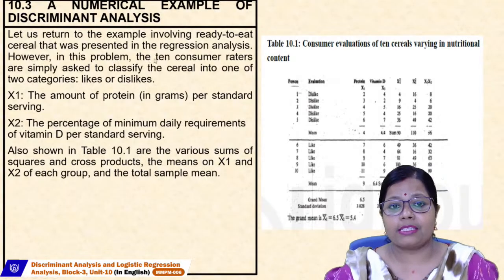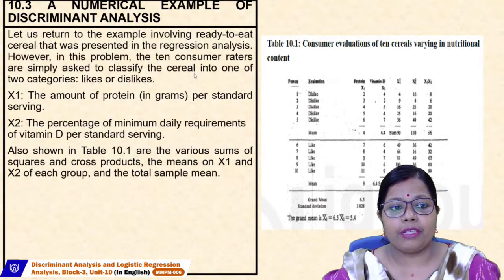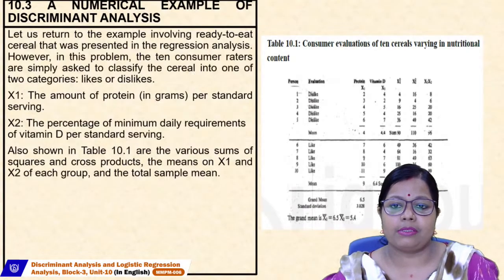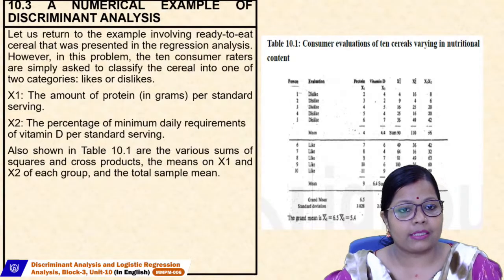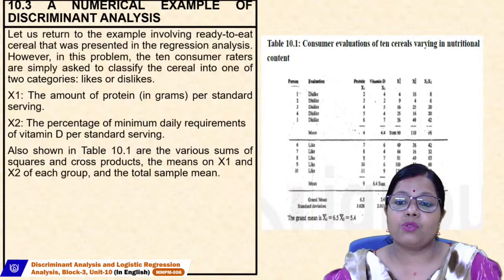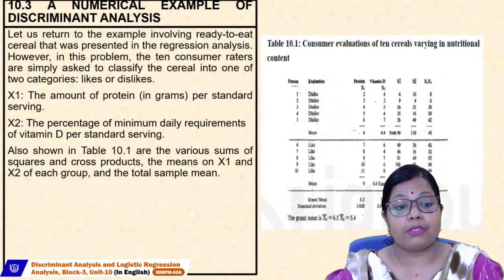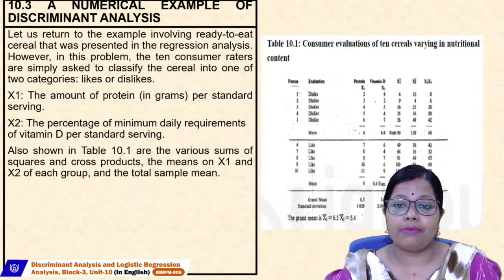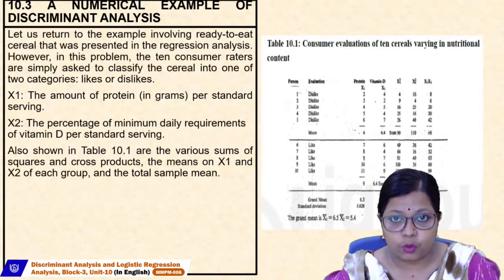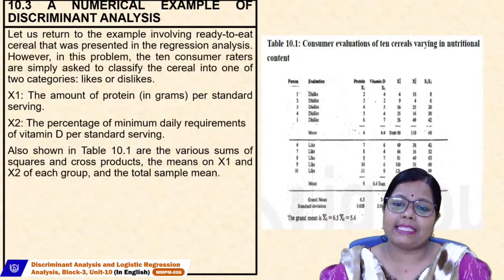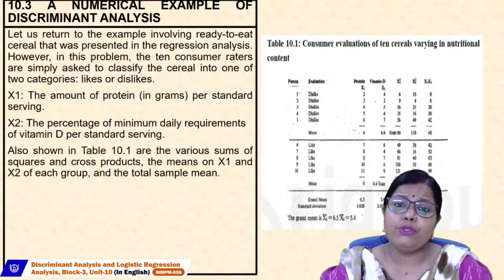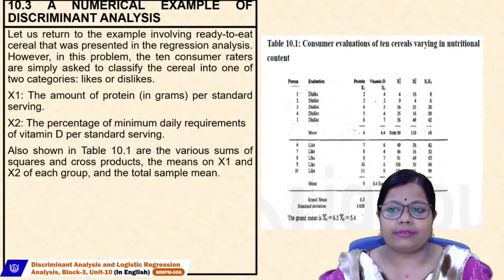Then we want to categorize them as likes and dislikes: the persons who like protein and vitamin D, and similarly the persons who do not like protein and do not like vitamin D. So these are two categories, or two groups, and if we examine these two groups, both are mutually exclusive in nature.